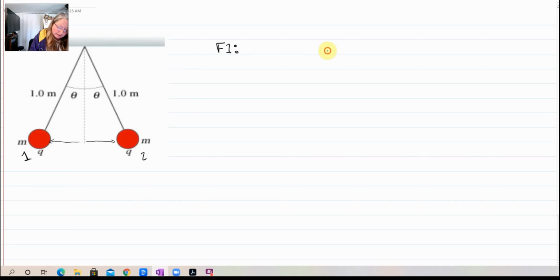What do I have? As far as my electrostatics go, they're the same sign, so they're being repulsed. So this is going to be my force 2 on 1. That's 1 force. It's suspended. And we know the mass of this thing. That's something I didn't write down. That mass is 3.0 grams. And that theta is 20 degrees. Cool.